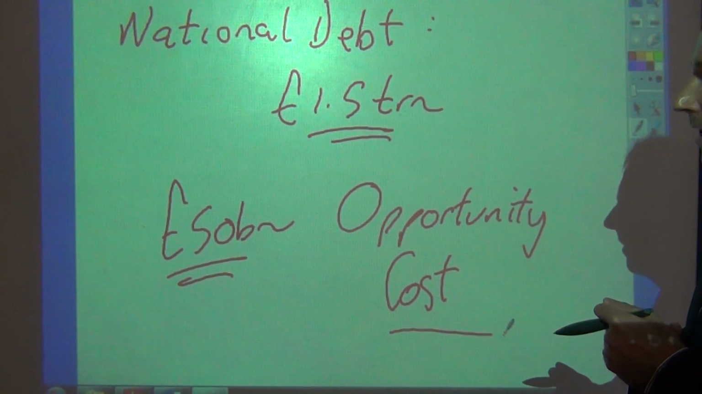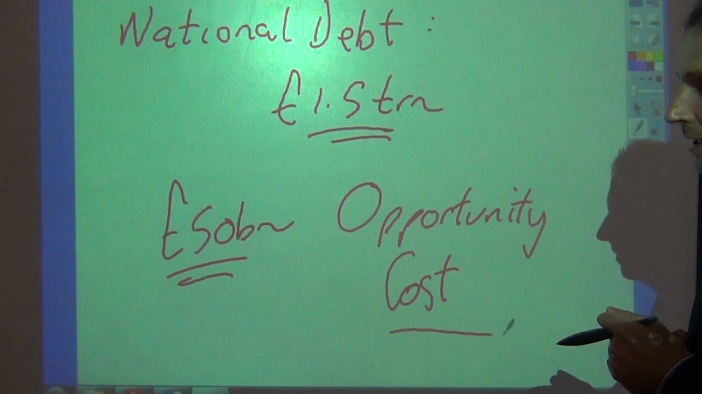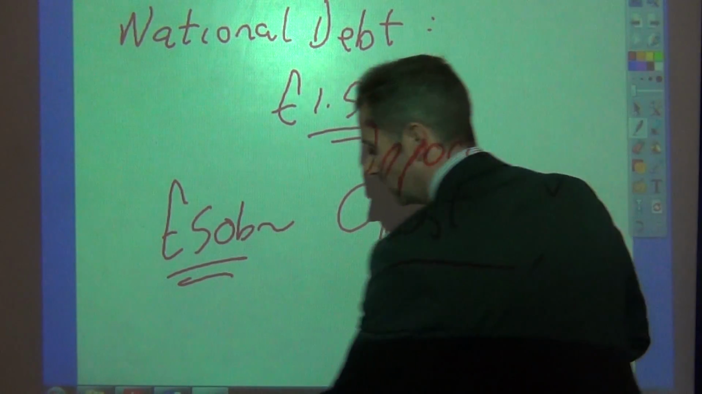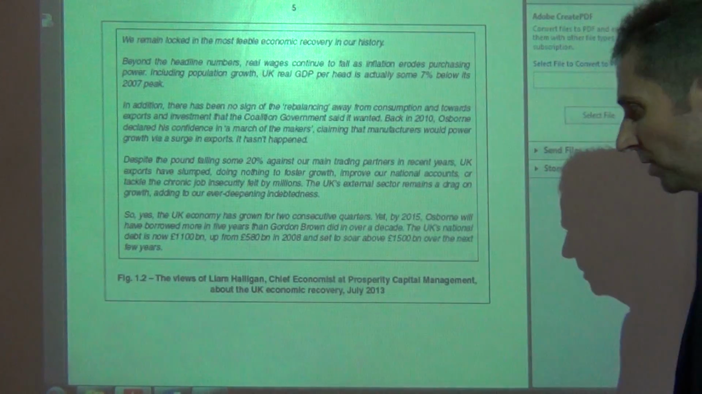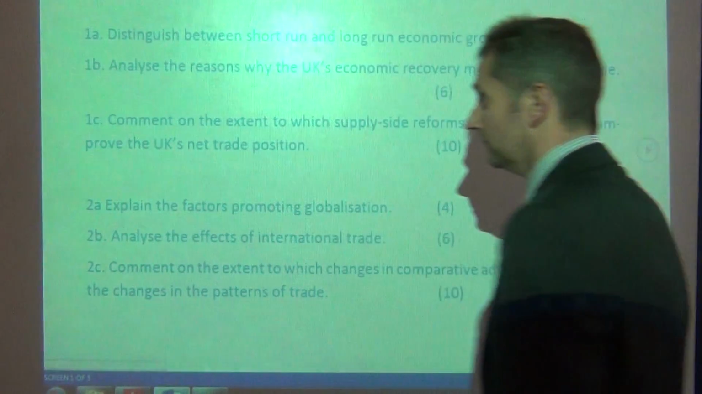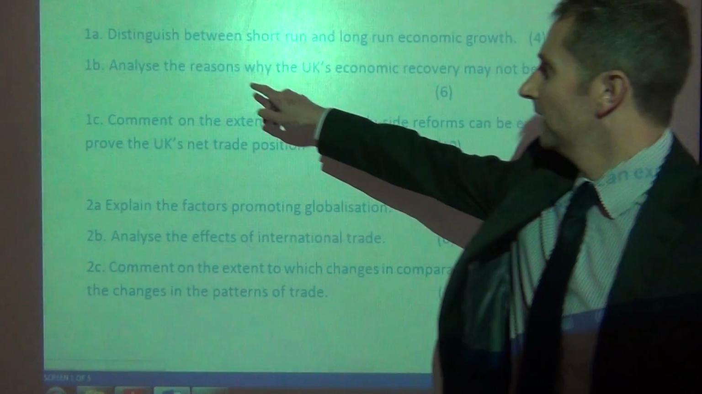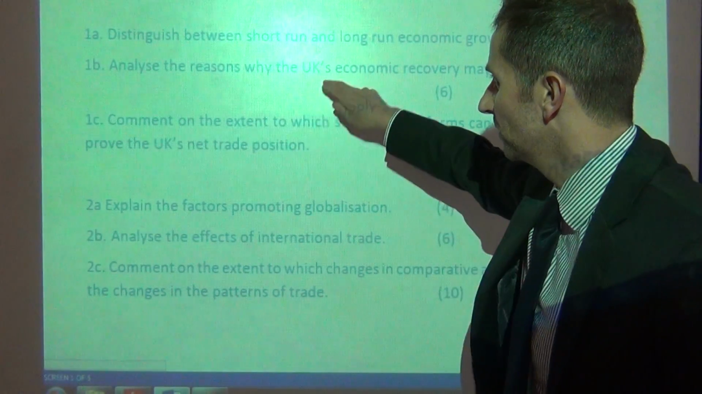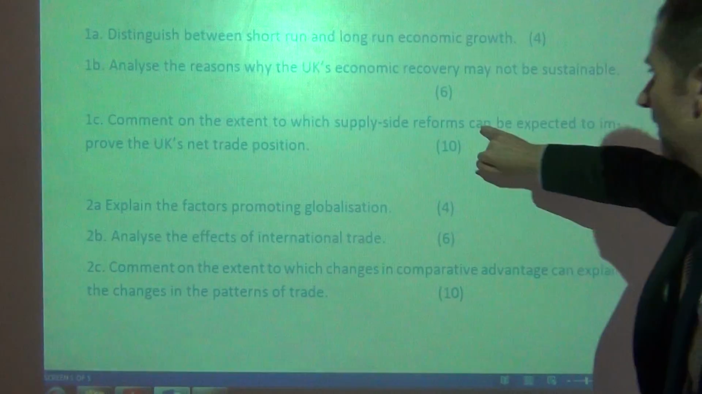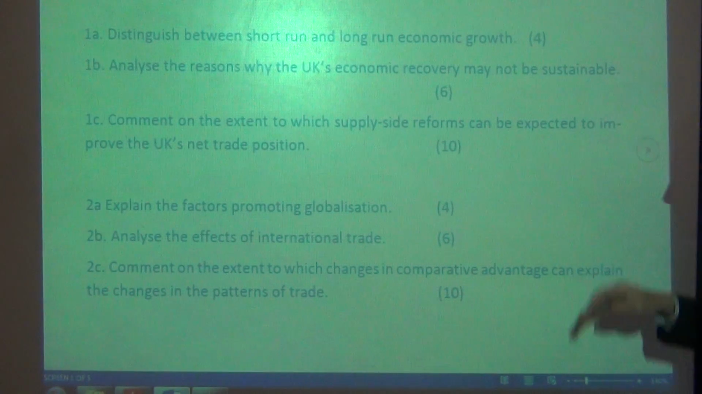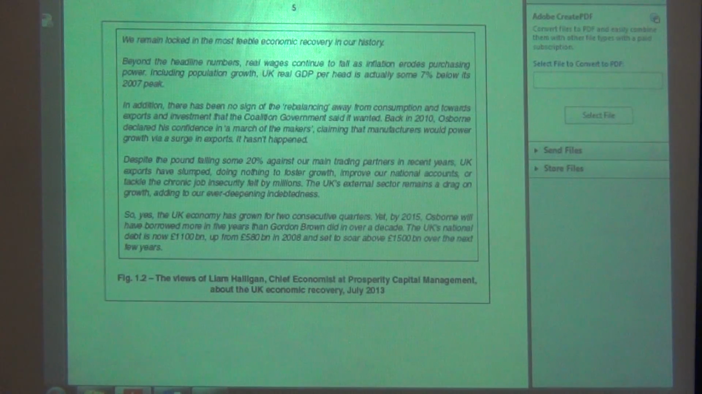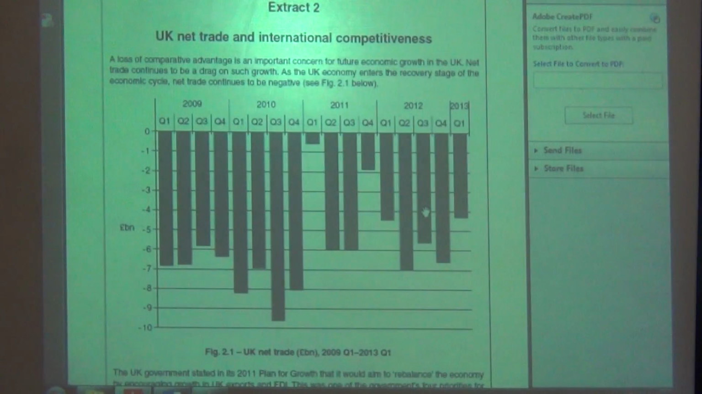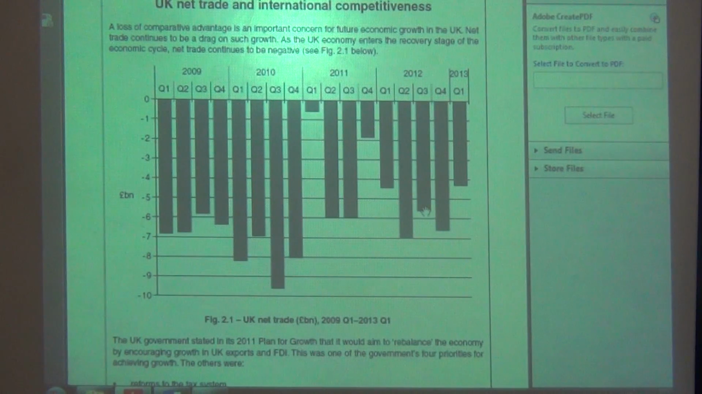And so that would be my thoughts, ladies and gentlemen, on extract 1. So in terms of the questions then, we've done this one, and now we're on to 1C, which is moving on to the next extract. So it's moving on to extract 2.